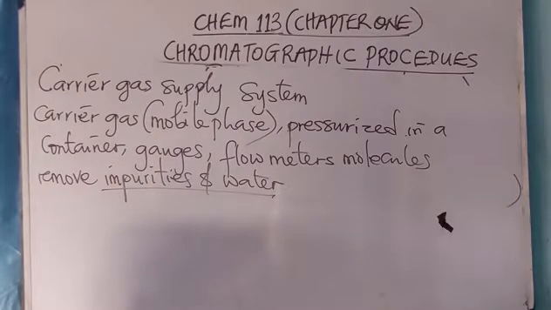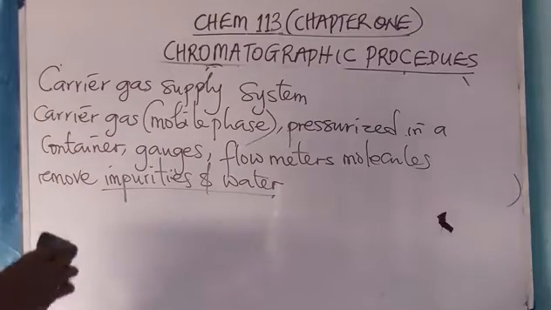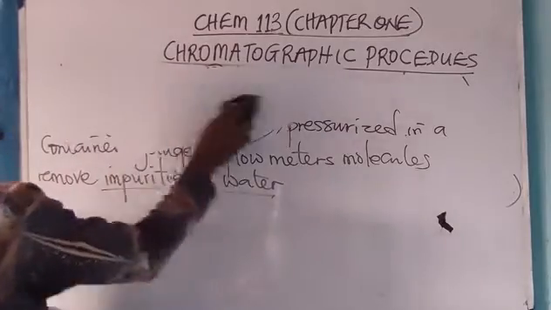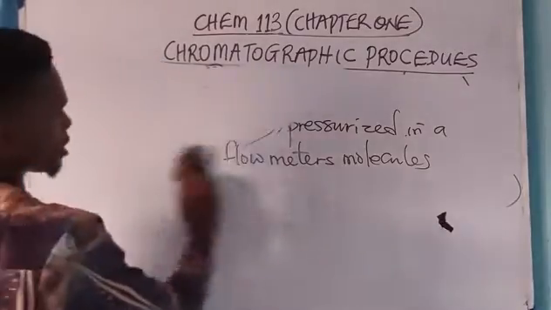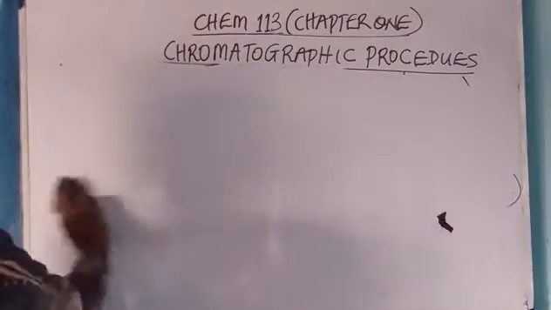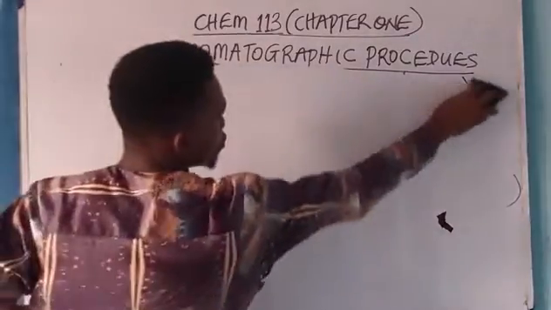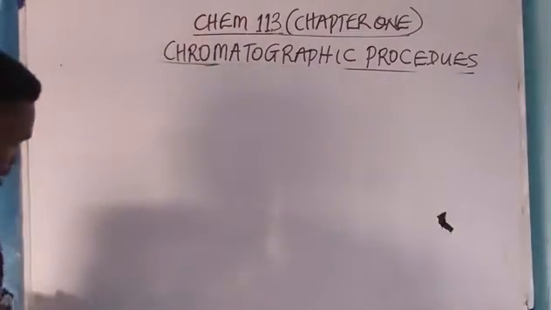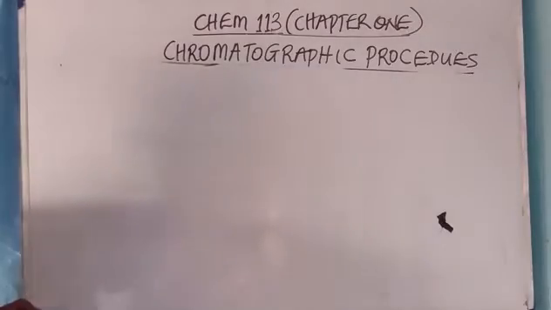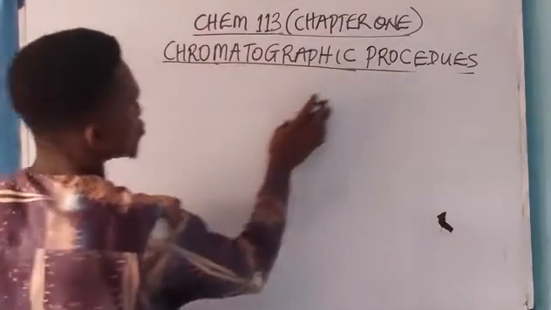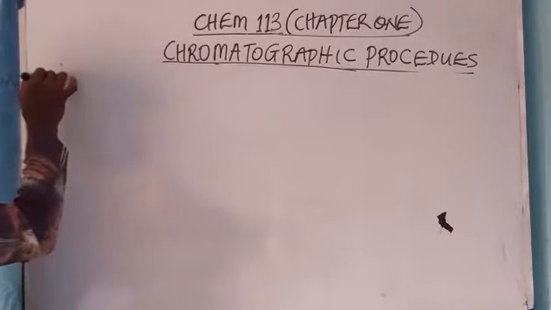And again, is there any other one? We now have the solid support. They are actually used to put in place the stationary phase, and a good solid support must have certain characteristics. What are examples of good solid support?